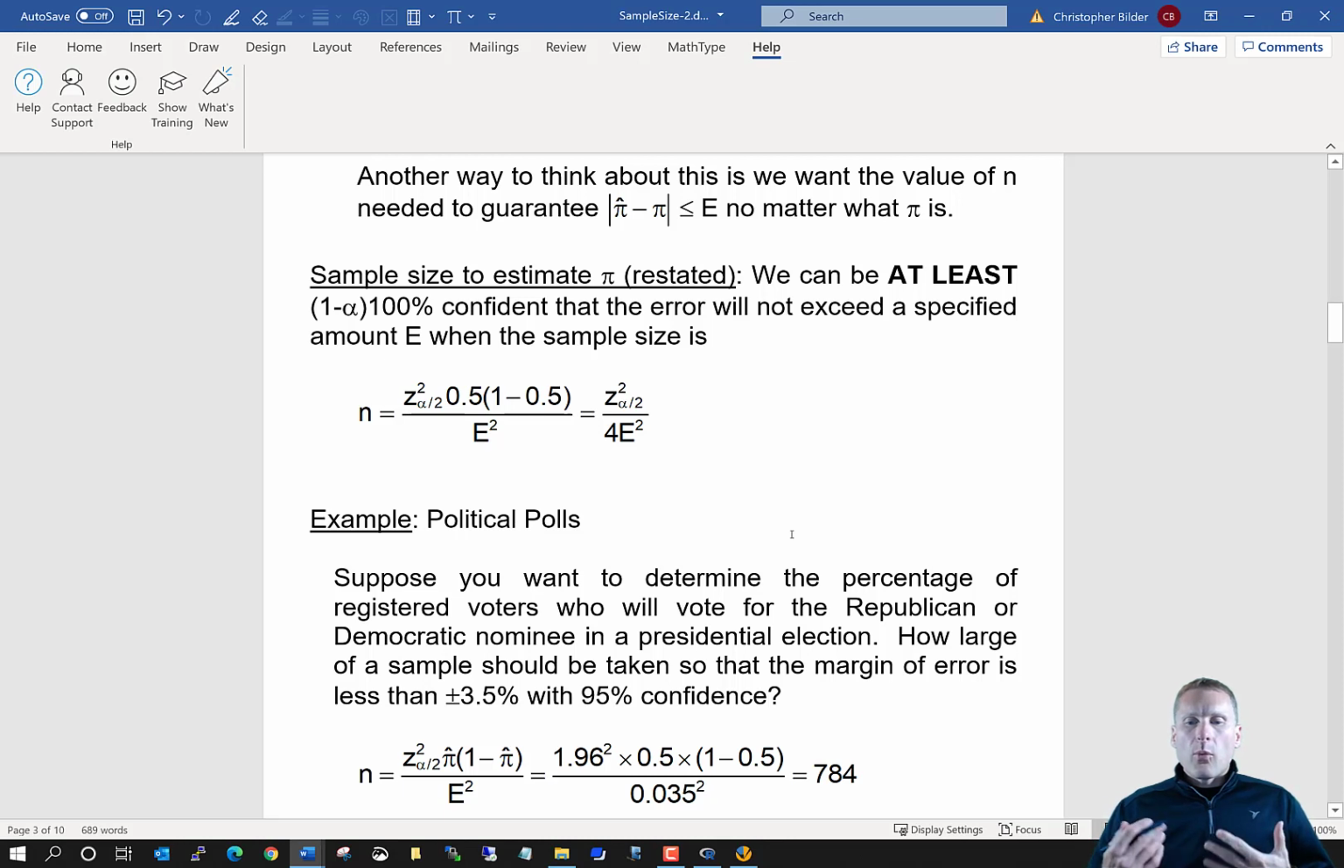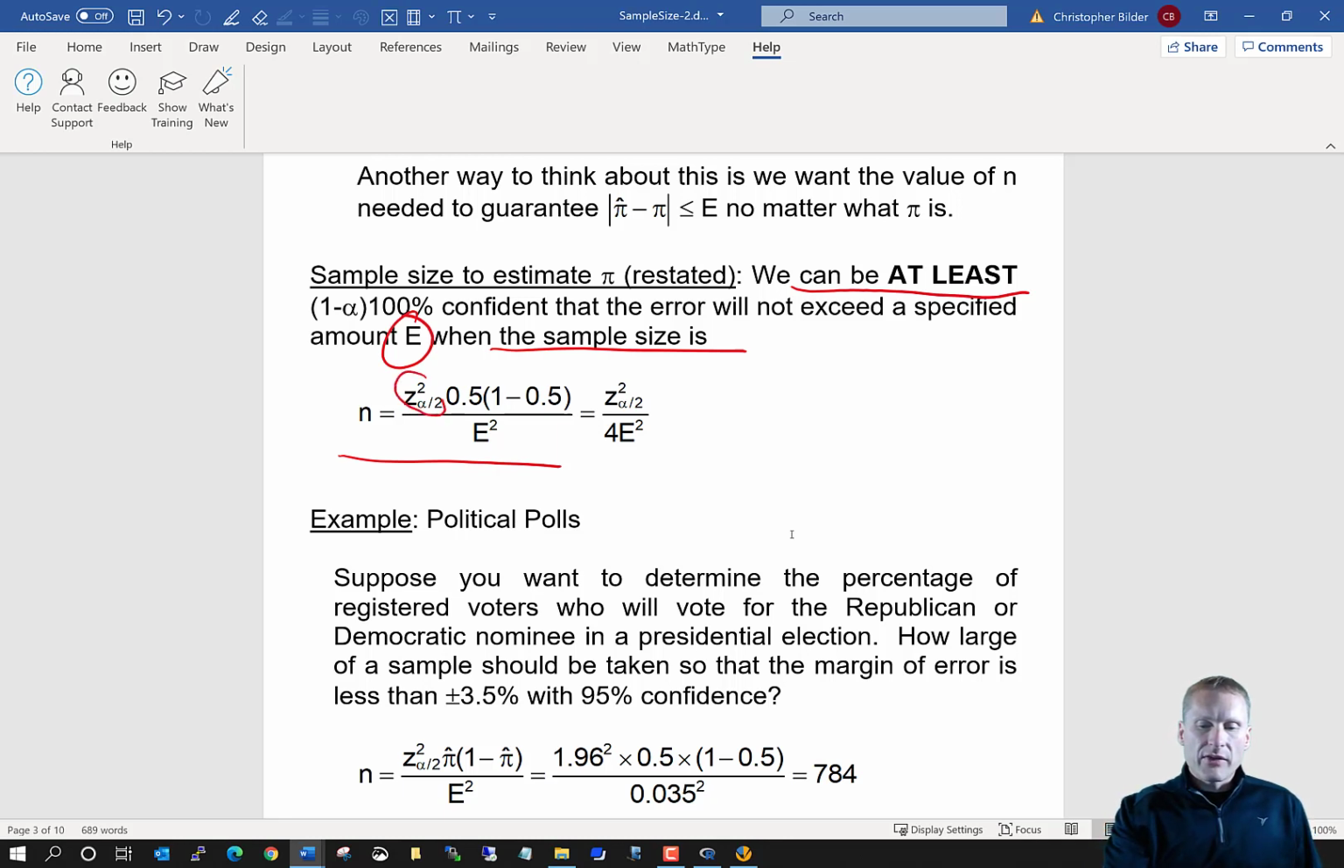And so what this means is that what we're going to do now is restate our expression for what the sample size should be. We can be at least 100 times (1 minus alpha) percent confident that the error will not exceed a specified amount E when the sample size is chosen to be as follows. Take the quantile from the standard normal, plug in 0.5 for pi, and then state your error.